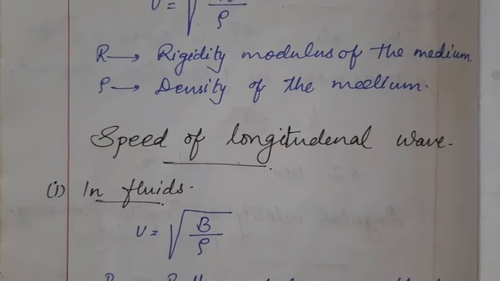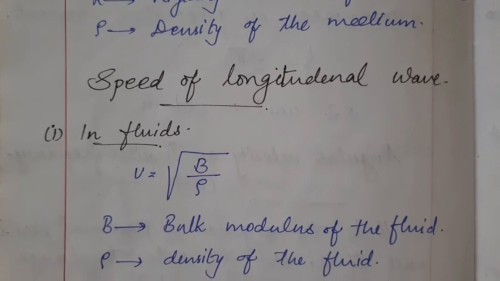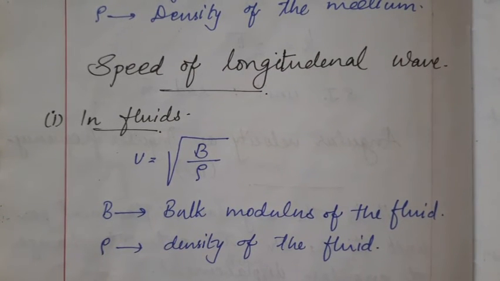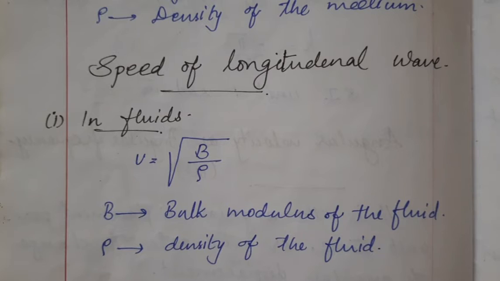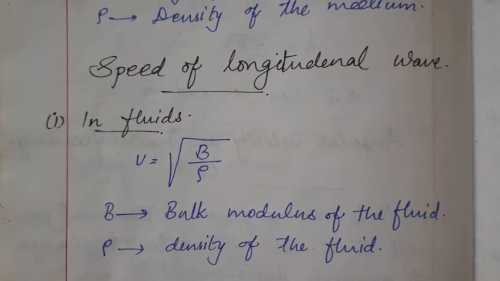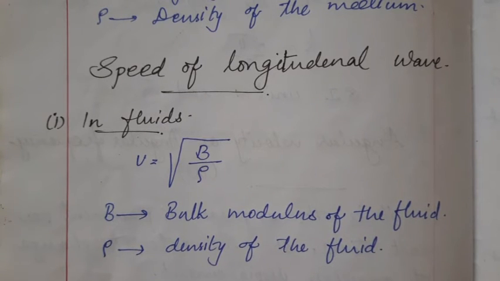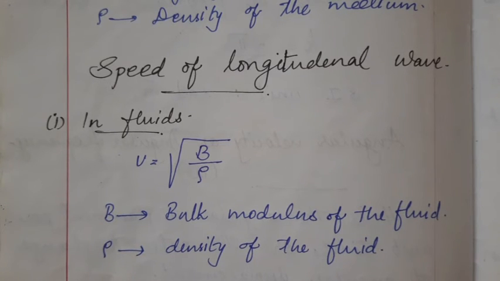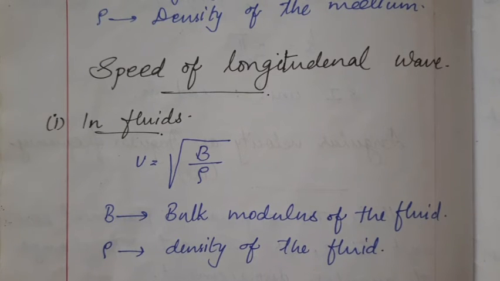Now let's consider some longitudinal waves. For example, a longitudinal wave produced in a fluid medium, for example air or water, any fluid. The speed depends on two factors. One is the density of the fluid. The other is the bulk modulus of the fluid, which again depends on the elastic behavior of the medium. So the speed of a longitudinal wave in a fluid is root of B by rho. B is the bulk modulus, rho is the density.